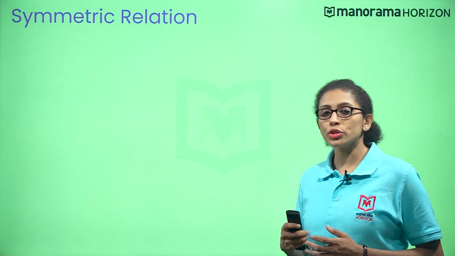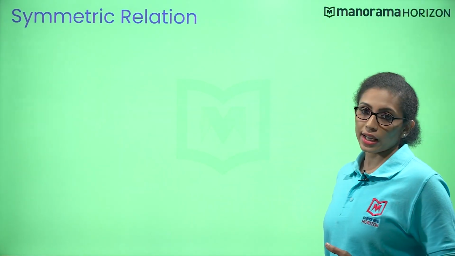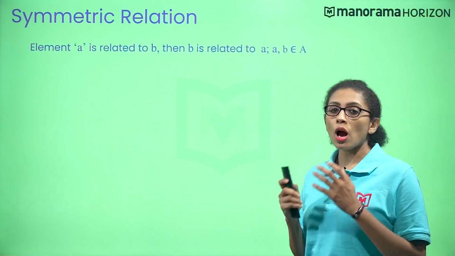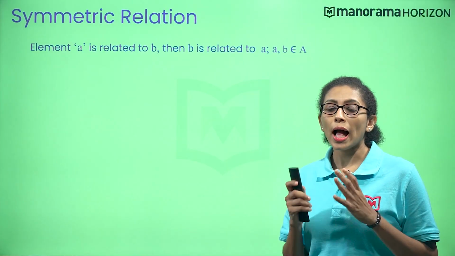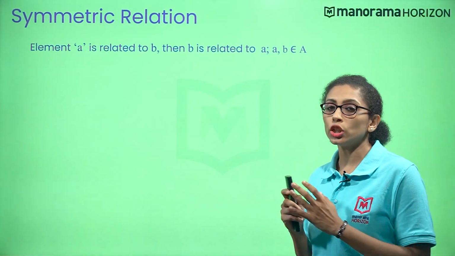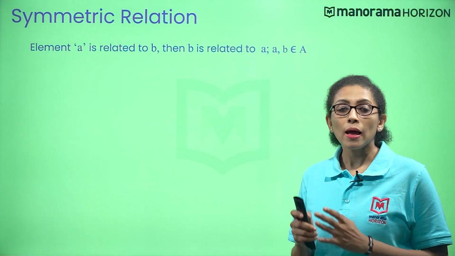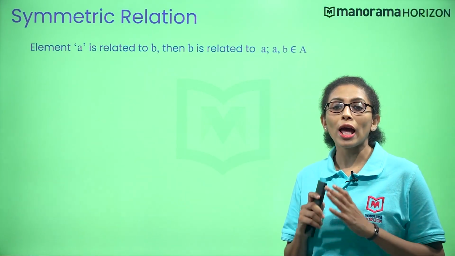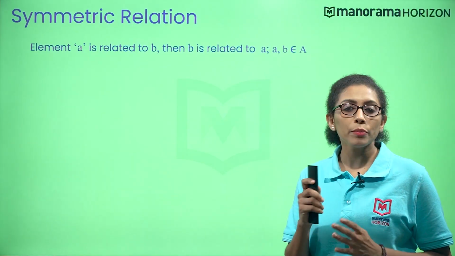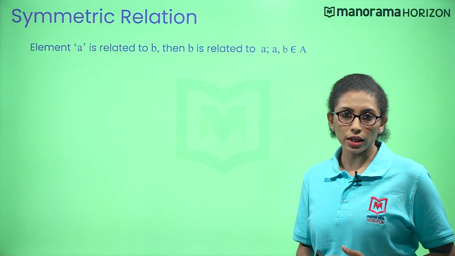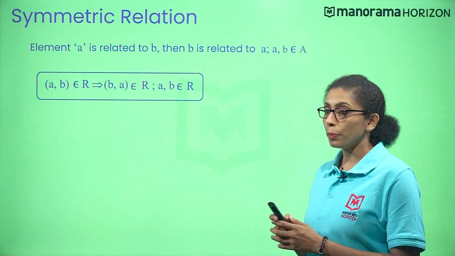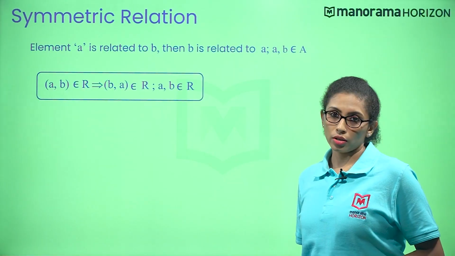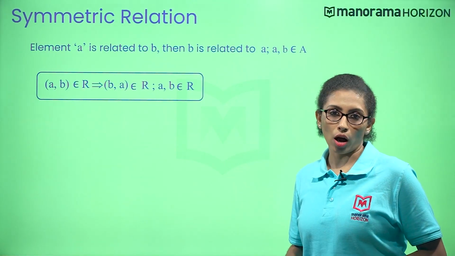Alright. The next type of relation which we are going to deal with is the symmetric relation. A relation R on set A is symmetric if and only if, when an element a is related to b, then we can say b is related to a for every a and b element of the set A. Mathematically, if (a, b) element of R implies that (b, a) element of R for all a, b element of R.